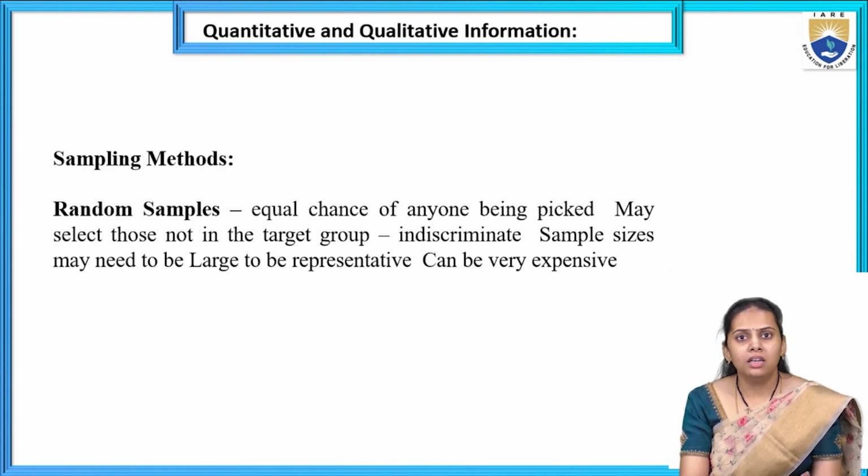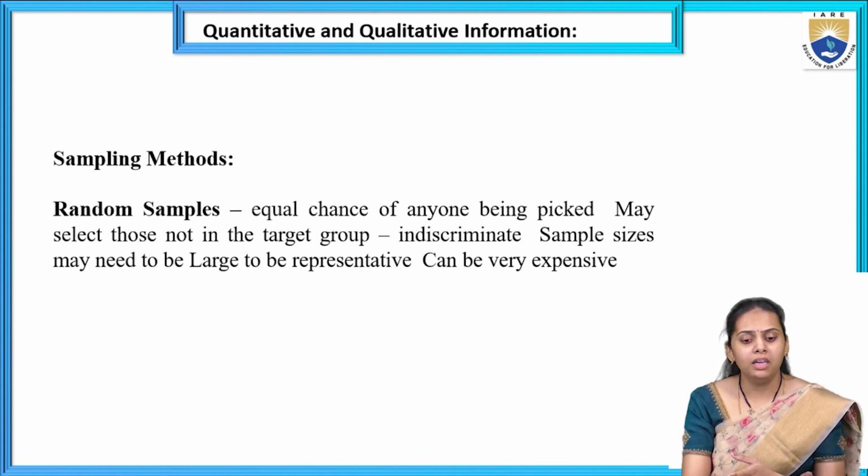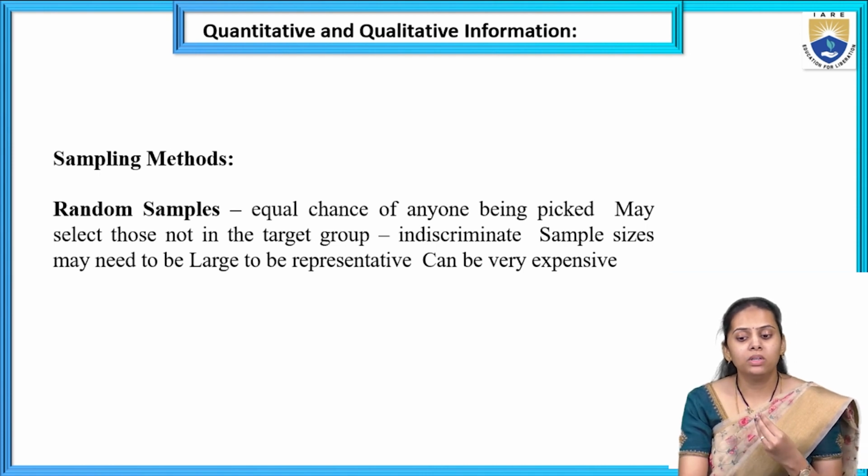And here there are a few sampling methods. One is random sampling. It is an equal chance of anyone being picked. It may select those not in the target group. Indiscriminate sample sizes may need to be large to be representative, and it can be very expensive.